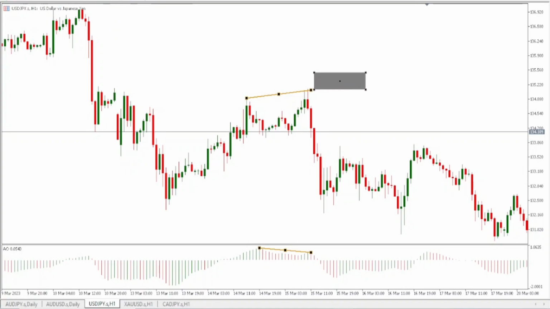Our stop loss should be at the tip of the higher high, and the basic rule of this stop loss is that the maximum stop loss should be 30 pips and the minimum should be 20 pips. This is the best guideline to protect our funds.